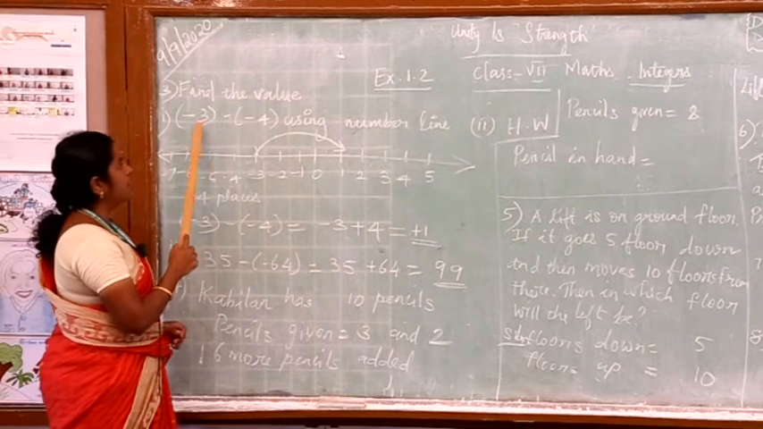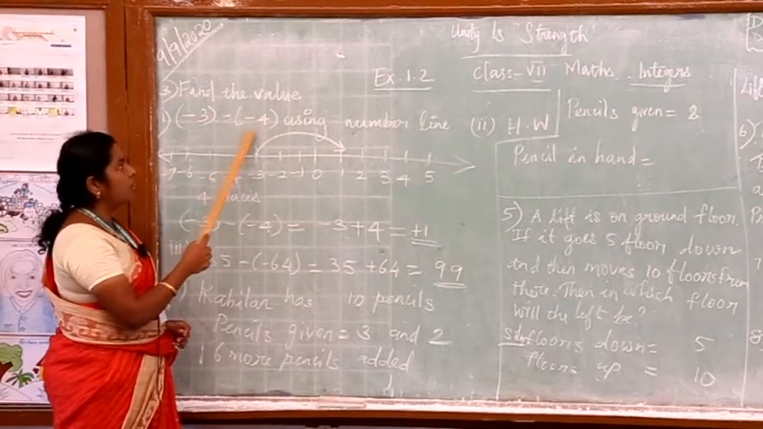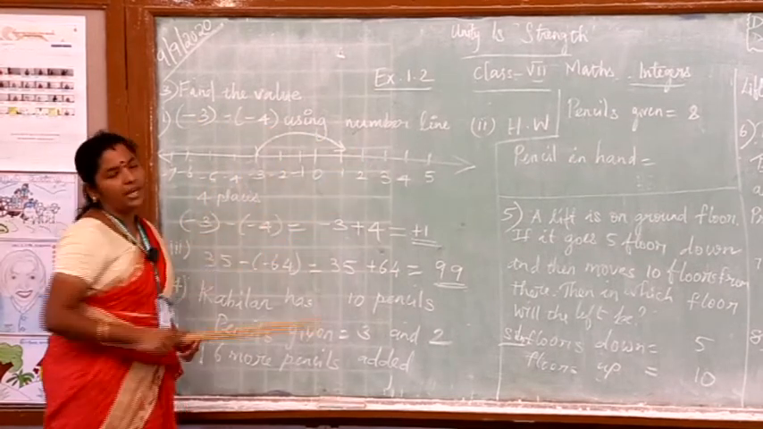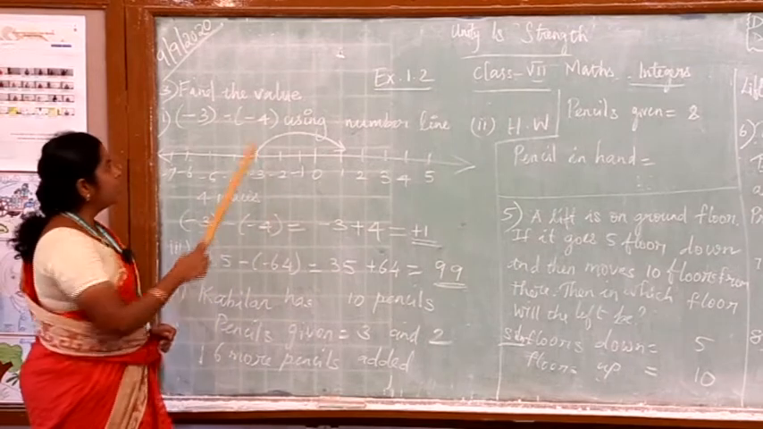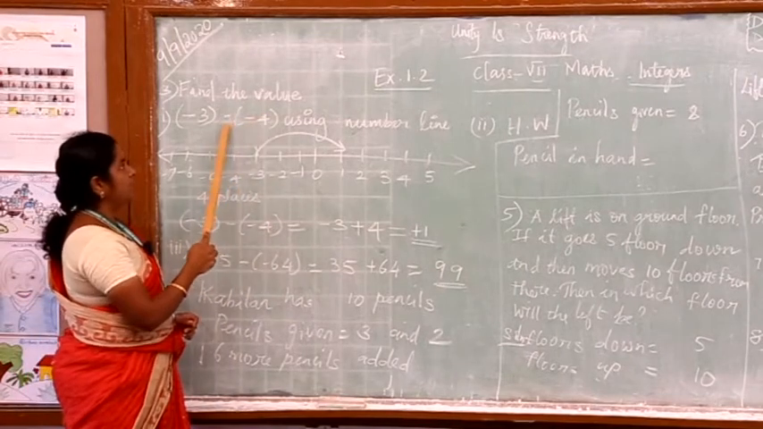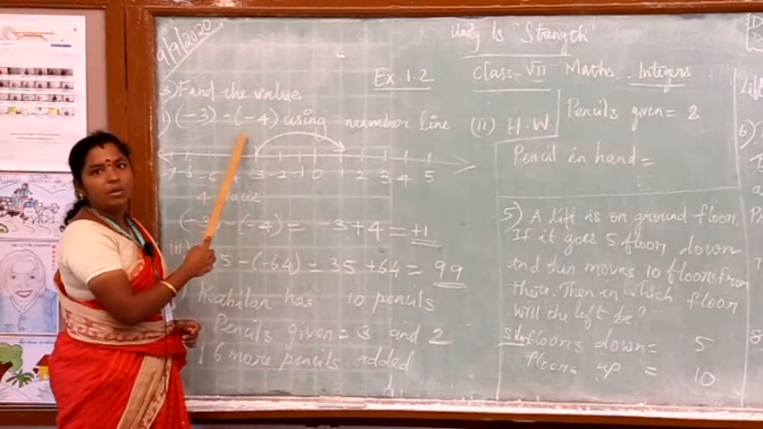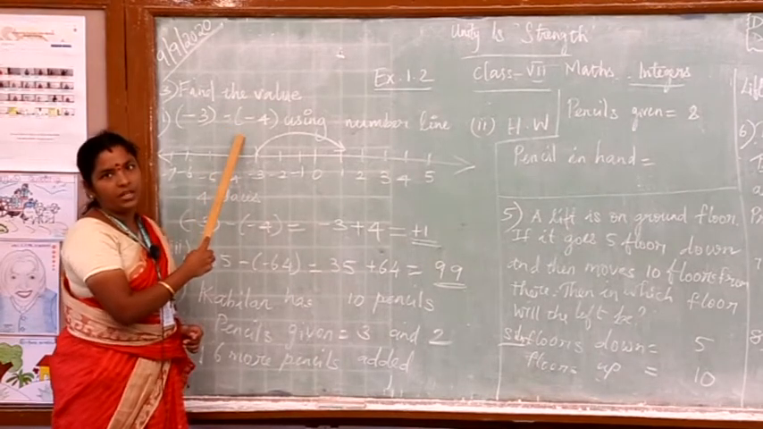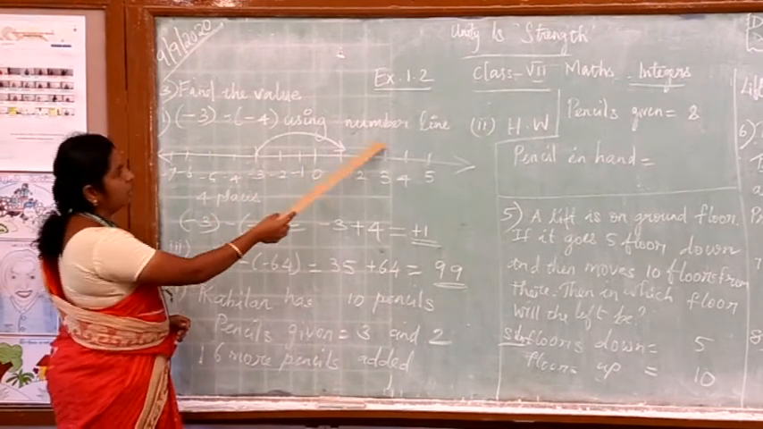So, repeat this: minus 3 minus of minus 4 using number line. So, this is the question. Here, if you have one sign and after that a bracket, we will be using the word "of" over here. So, minus of minus 4 using number line.